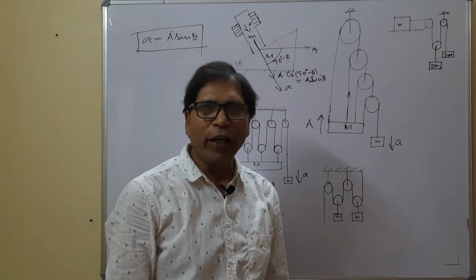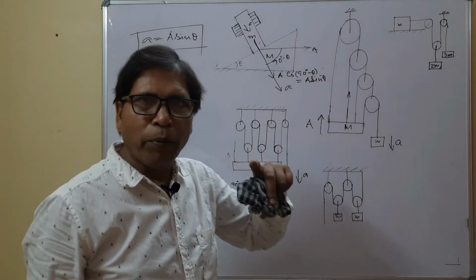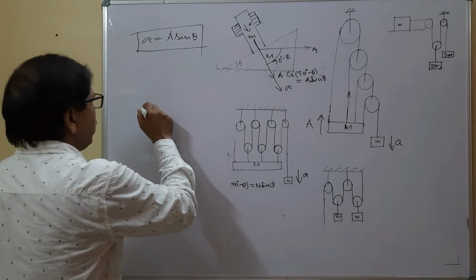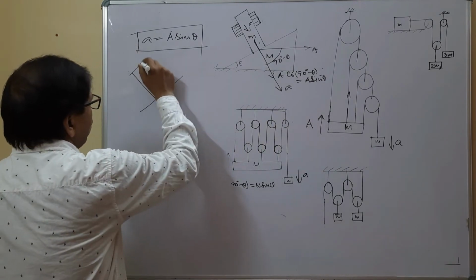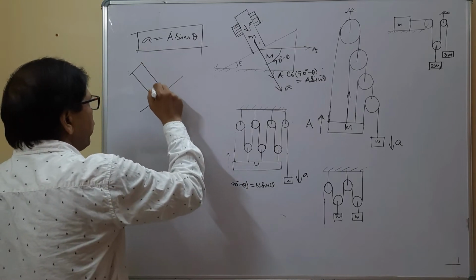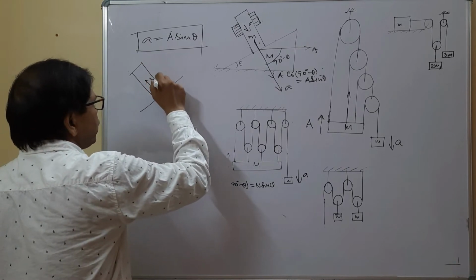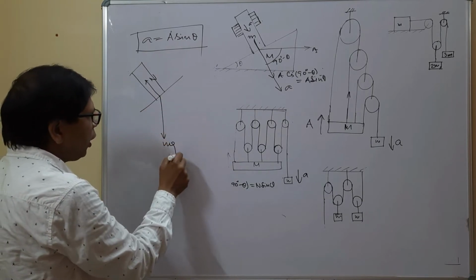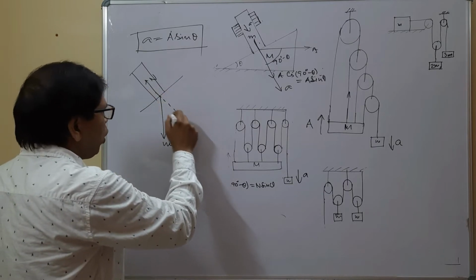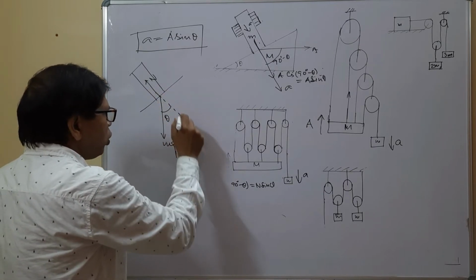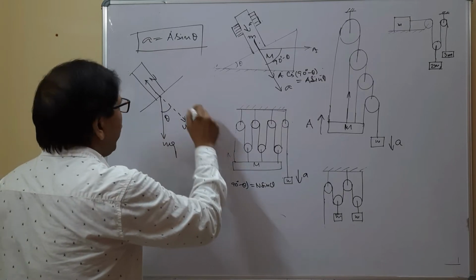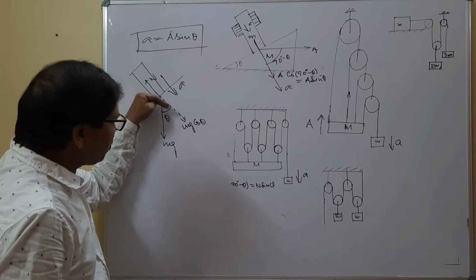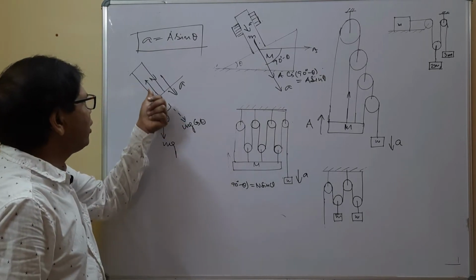Now we have to draw the free body diagram of this and this. First, the free body diagram of the block. The normal force acts along this direction, and mg is directed along this direction. The component of mg along the normal direction is mg cos theta, and the acceleration is along this direction. So this is the force mg cos theta, and this is the force N.